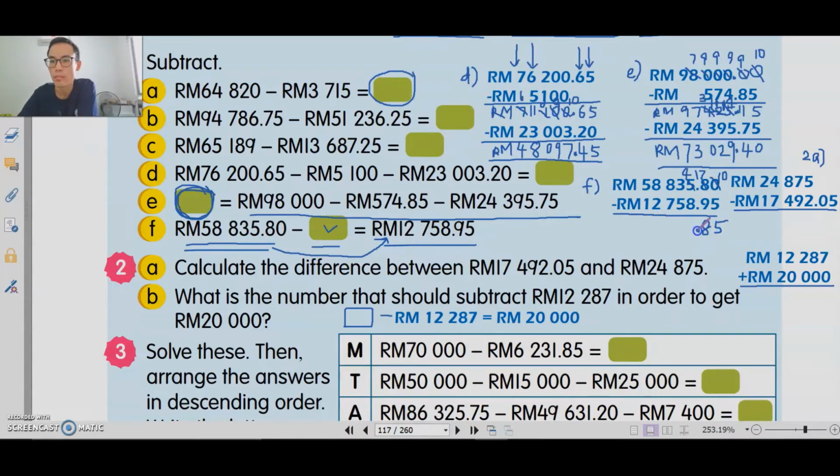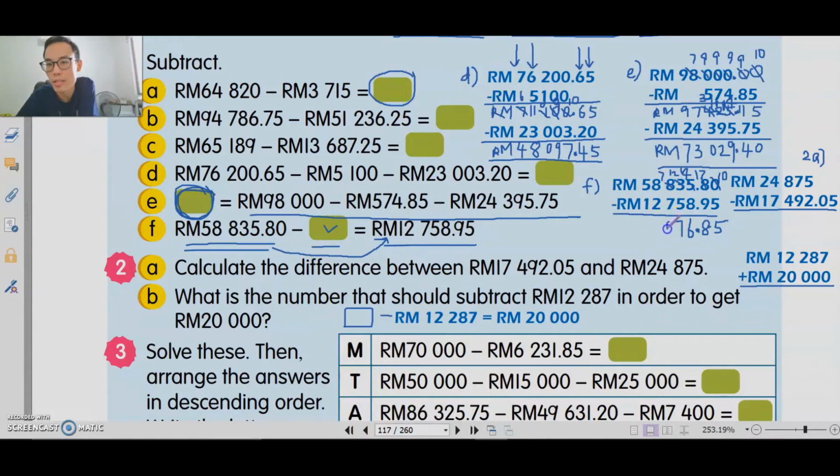Decimal point, remember. Okay, 4 cannot minus 8, we borrow again. 4 becomes 14. 3 becomes 2. 14 minus 8 is 6. Okay, 2 we have to borrow again. 2 becomes 12. 8 becomes 7. 12 minus 5 is 7.